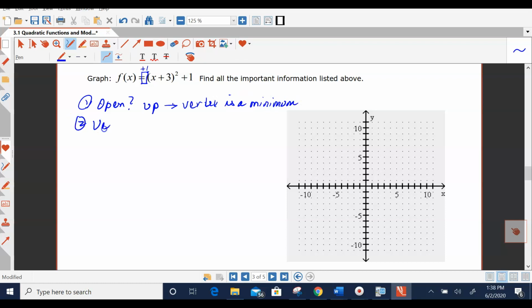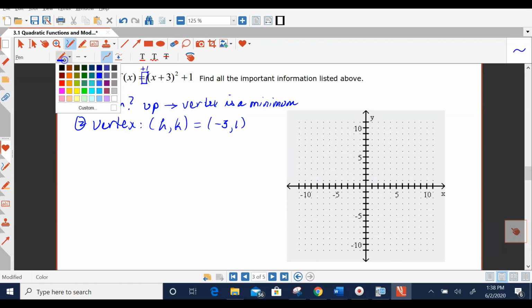The way we find the vertex is we use the h, k notation. So the vertex is -3, 1. Remember, we do the opposite sign of the number in the parentheses, same sign for the number outside the parentheses. So the vertex is at -3, 1, right there, and it's going to open up. Just quickly drawing that in.